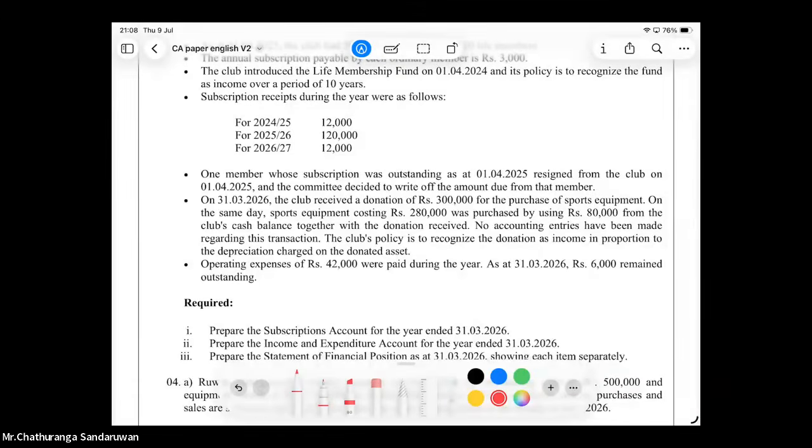Actually, here also there is a mistake. Donation as income to the extent of use. To the extent of its use.